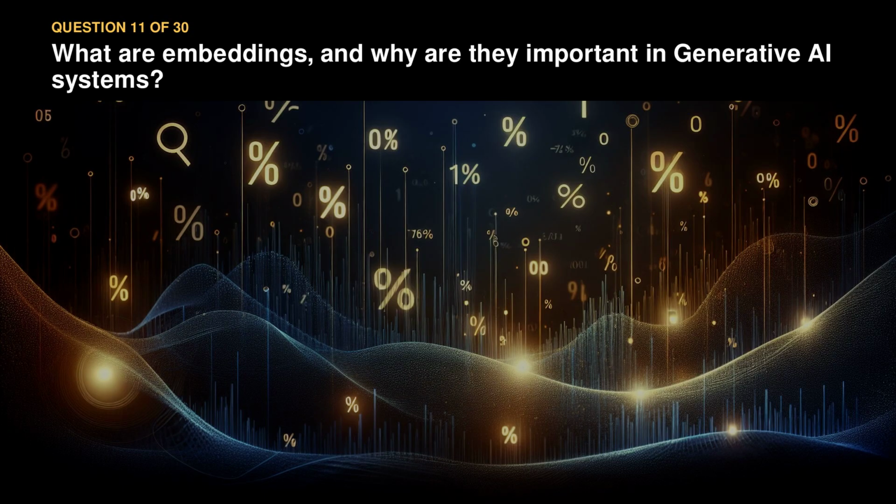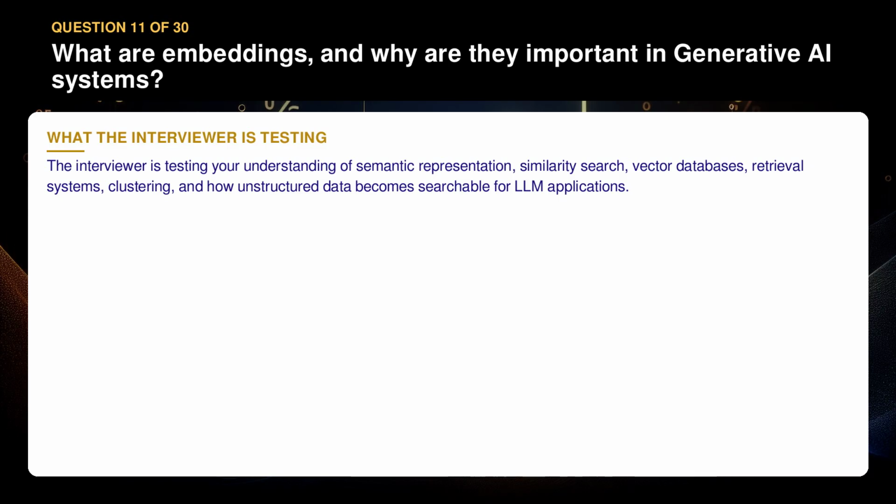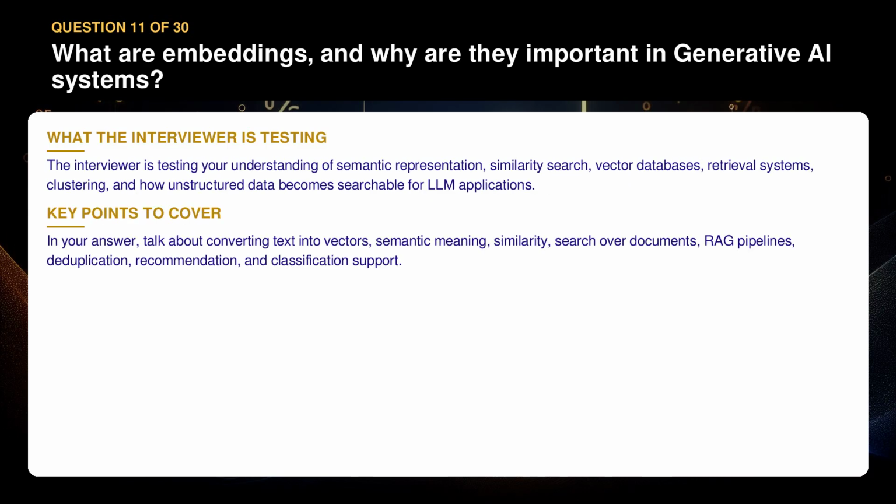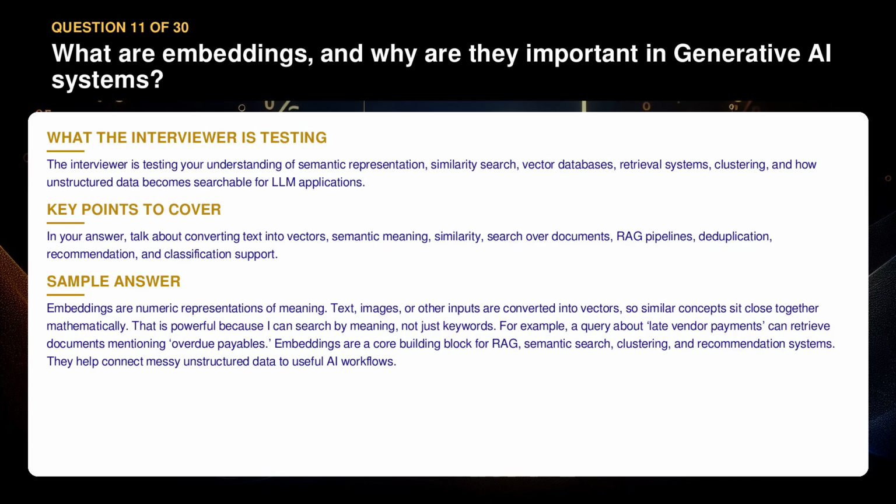Question 11. What are embeddings, and why are they important in generative AI systems? The interviewer is testing your understanding of semantic representation, similarity search, vector databases, retrieval systems, clustering, and how unstructured data becomes searchable for LLM applications. In your answer, talk about converting text into vectors, semantic meaning, similarity, search over documents, RAG pipelines, deduplication, recommendation, and classification support. Embeddings are numeric representations of meaning.